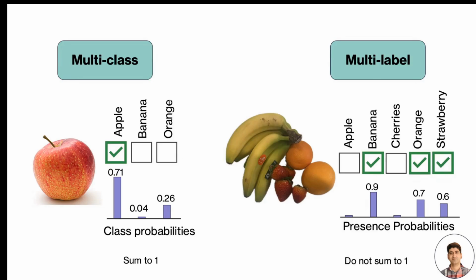Another difference between multi-class and multi-label is that the probabilities we get from multi-class classification are class probabilities, and they sum to 1. For example here, apple has the highest probability, but if you sum these probabilities, they will always sum to 1. But in the case of multi-label classification, these probabilities are the probability of the presence of that object in the image, and they do not sum to 1. For example, here we have banana with 0.9, orange 0.7, and strawberry with probability 0.6. As you can see, they do not sum to 1.